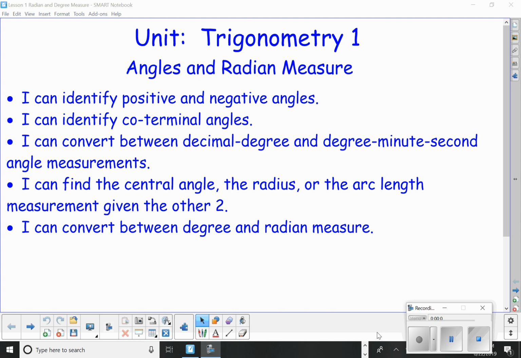1, angles and radian measure. You'll be able to identify positive and negative angles, identify coterminal angles, convert between decimal degree and degree minute second angle measurements, find central angle, the radius or the arc length measurement given the other two, and convert between degree and radian measure. And you'll know what a radian measure is, all in preparation for the unit circle.